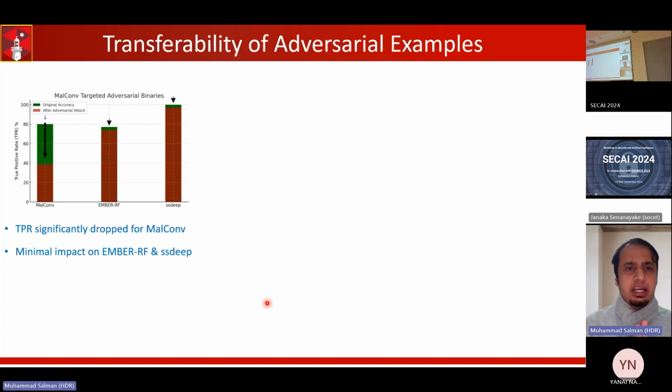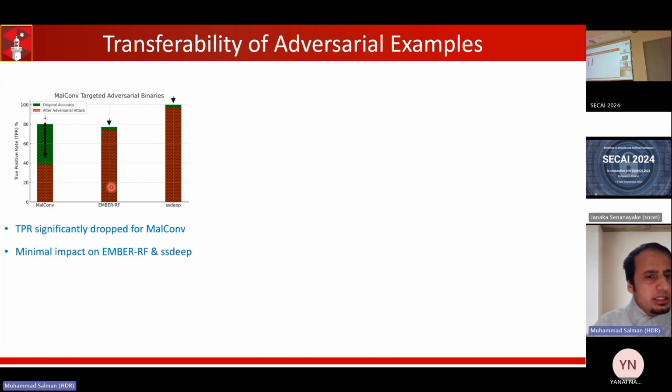So we generated the adversarial binaries for all these models. If we look at this graph, we first generated adversarial binaries against keeping the Markov as the target model. So with the binaries generated by keeping the Markov model as a target, the modified binaries significantly drop the accuracy of Markov.